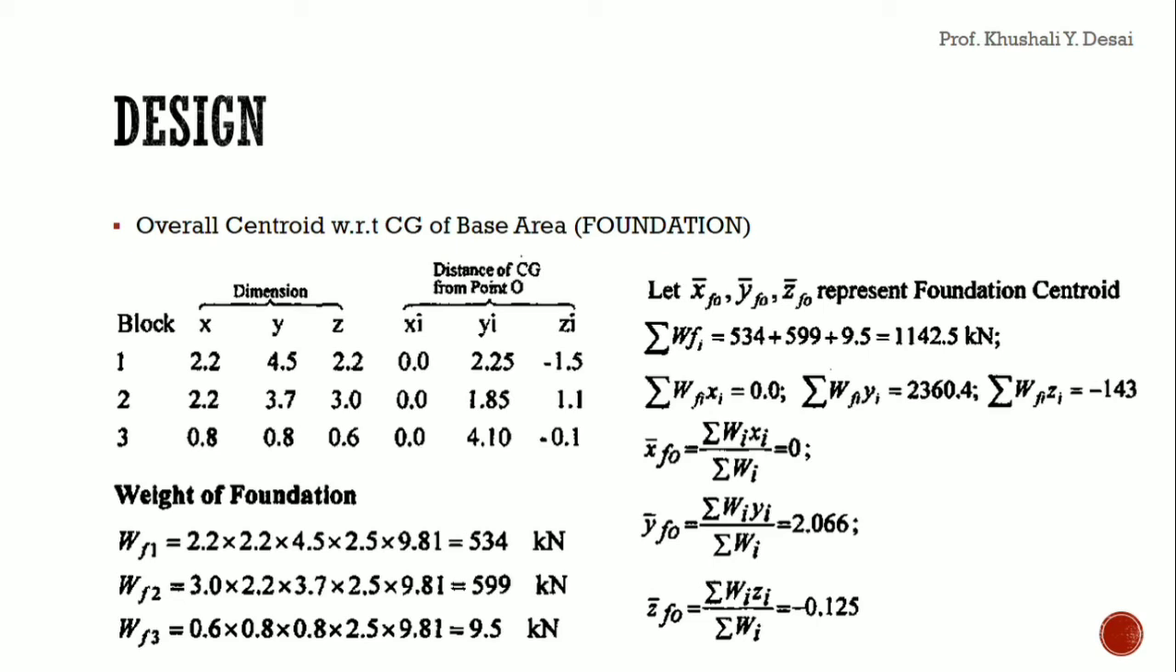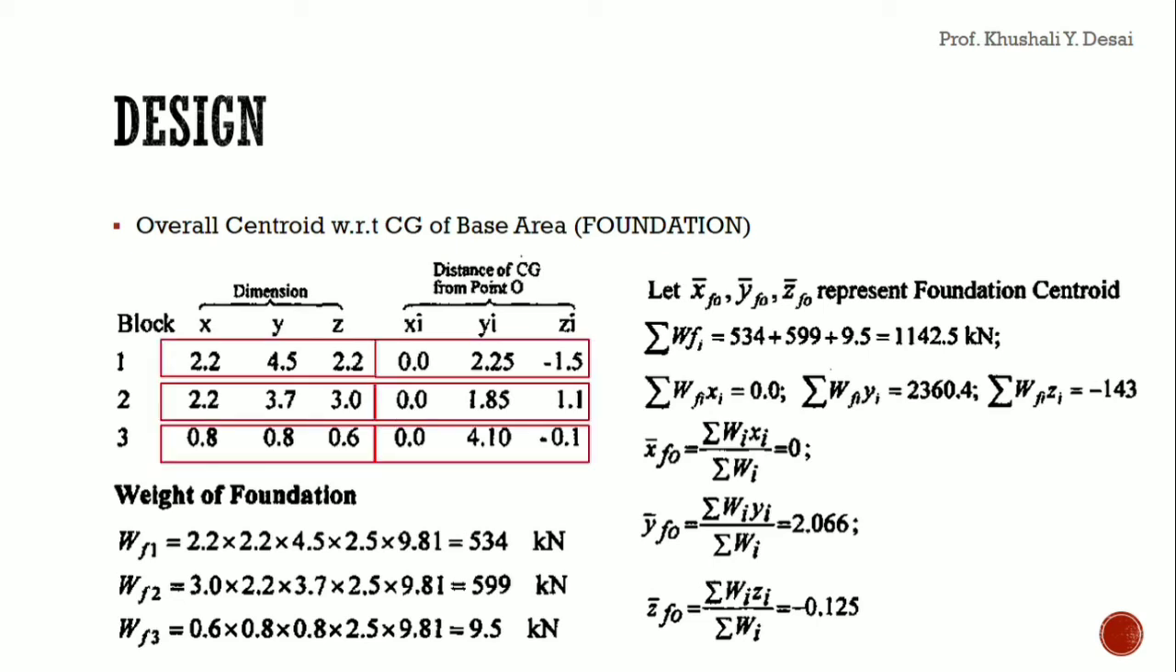But before that, total weight of foundation comes out to be 1142.5 kilonewton, which is greater than our required mass with the mass ratio criteria of 1038 kilonewton. So we are safe in terms of mass ratio criteria. X bar F0 obtained using the equation is 0. Y bar F0 comes out to be 2.066 and Z bar F0 as minus 0.125.